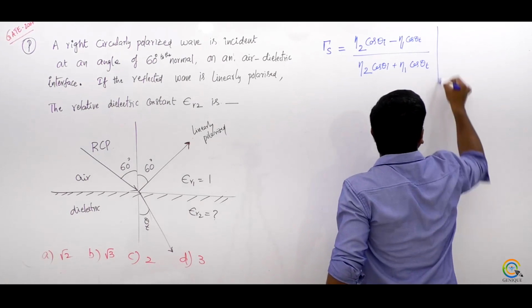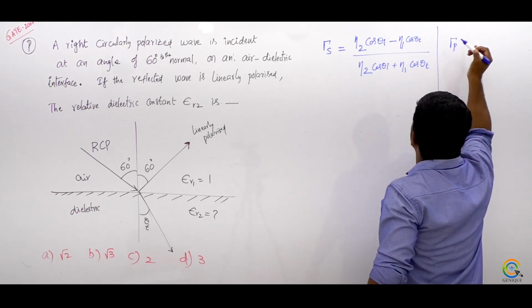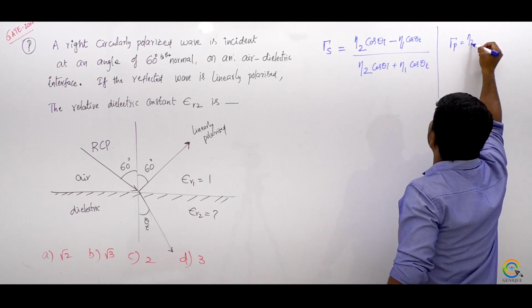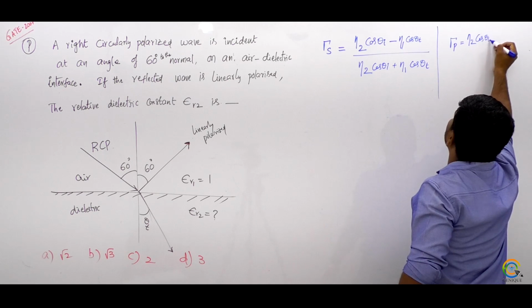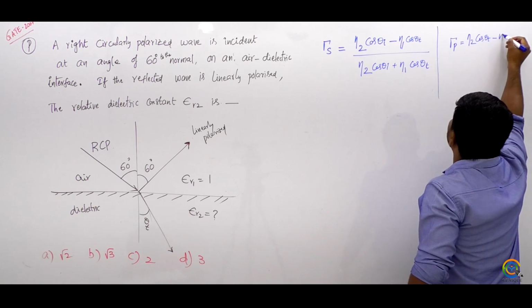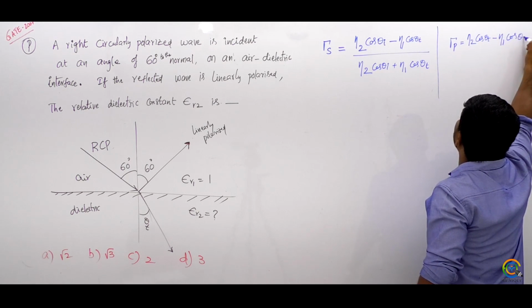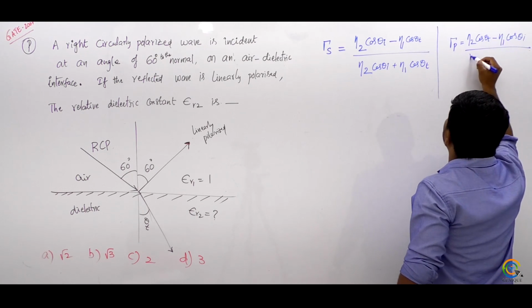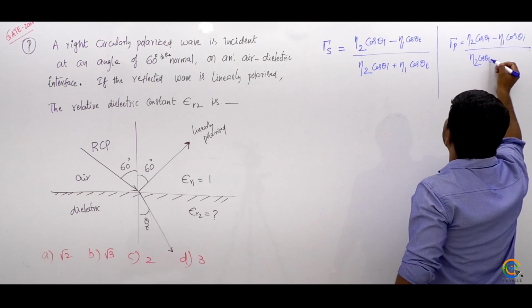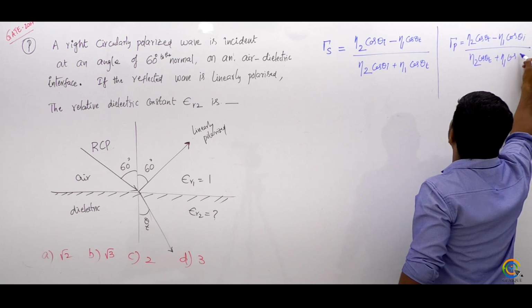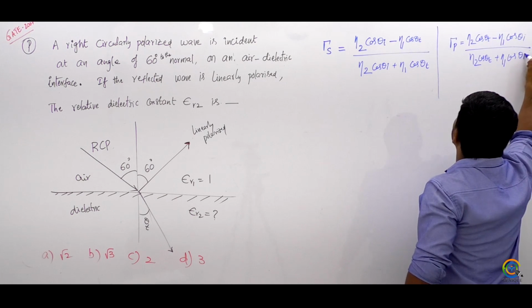Similarly, the reflection coefficient for the P polarized wave is defined: eta 2 cos theta t minus eta 1 cos theta I divided by eta 2 cos theta t plus eta 1 cos theta I. You can easily remember it.